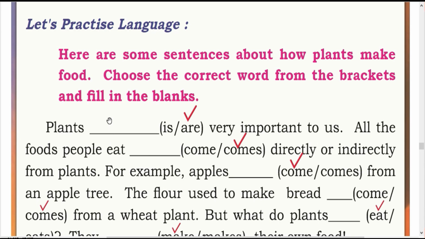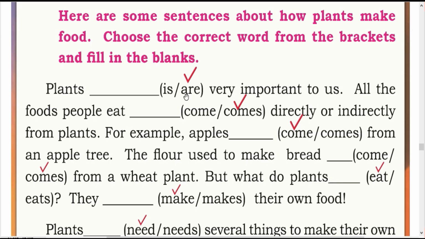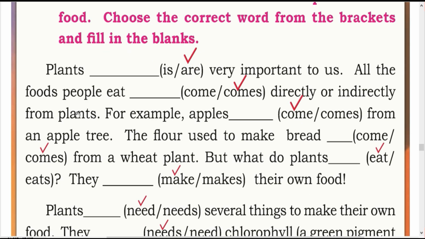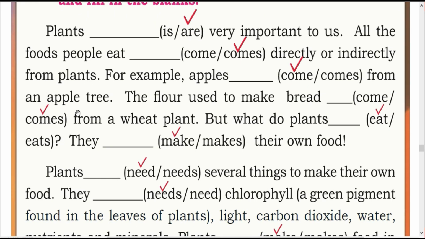Next, it is a language activity. Here are some sentences about how plants make food. Choose the correct word from the brackets and fill in the blanks. I tick here. It is the right answer. I give the right mark. Okay. I read this passage to understand easily.